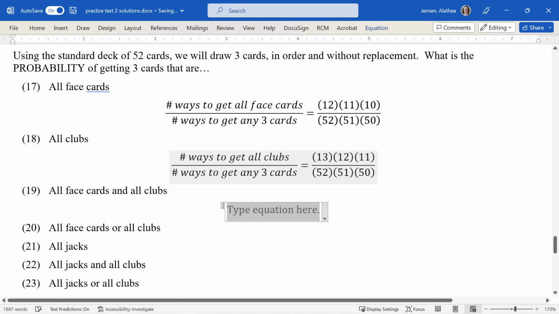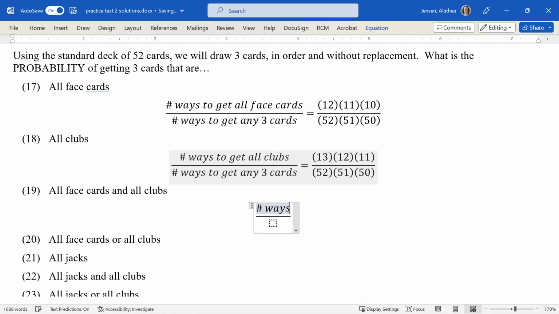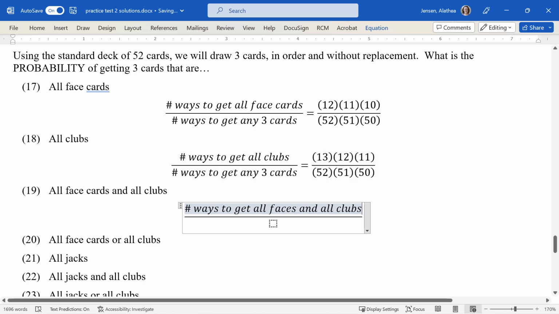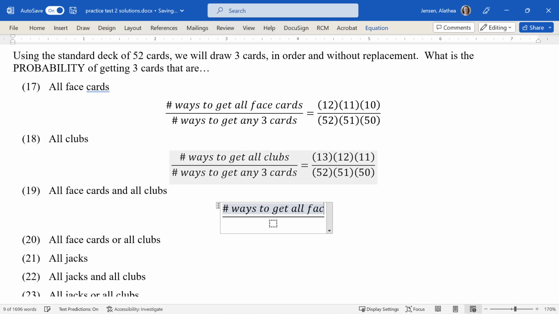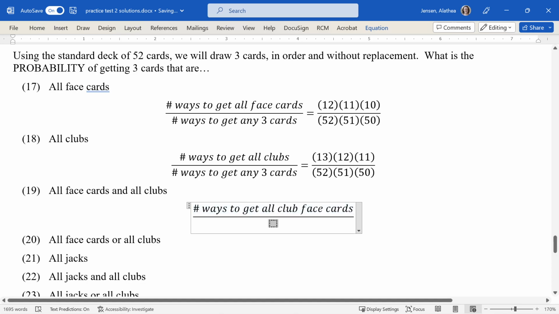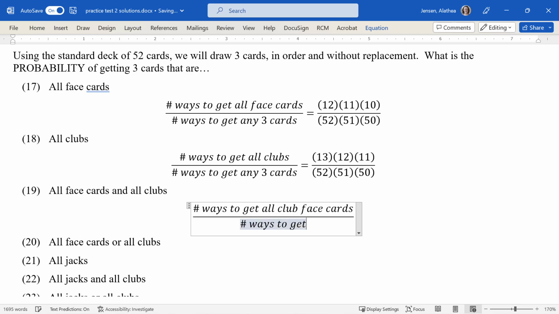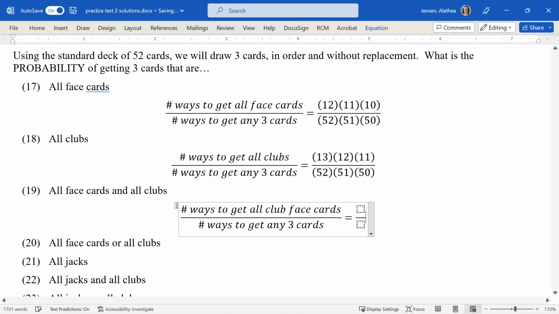Now number 19. So I want to know the number of ways to get all faces and all clubs. So all faces and all clubs, be a little bit careful here. You're not getting 3 faces and then 3 clubs. You're doing this in the same 3 cards. So those 3 cards need to be faces, and they need to be clubs. In other words, they need to be club faces, like all club face cards. Okay? So you need to identify the cards that are both faces and clubs. And then on the bottom, it's going to be the same for all of these. So I'll go ahead and put in the bottom first.